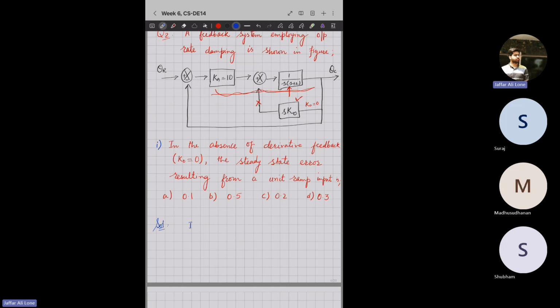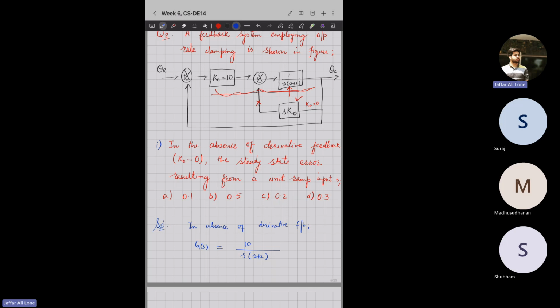See, in absence of derivative feedback, what will be our G(s)? Our G(s) will be 10 divided by s into (s plus 2). Okay, because this is in cascade, they will be multiplied when there is no feedback. So then we get G(s) as 10 divided by s into (s plus 2).